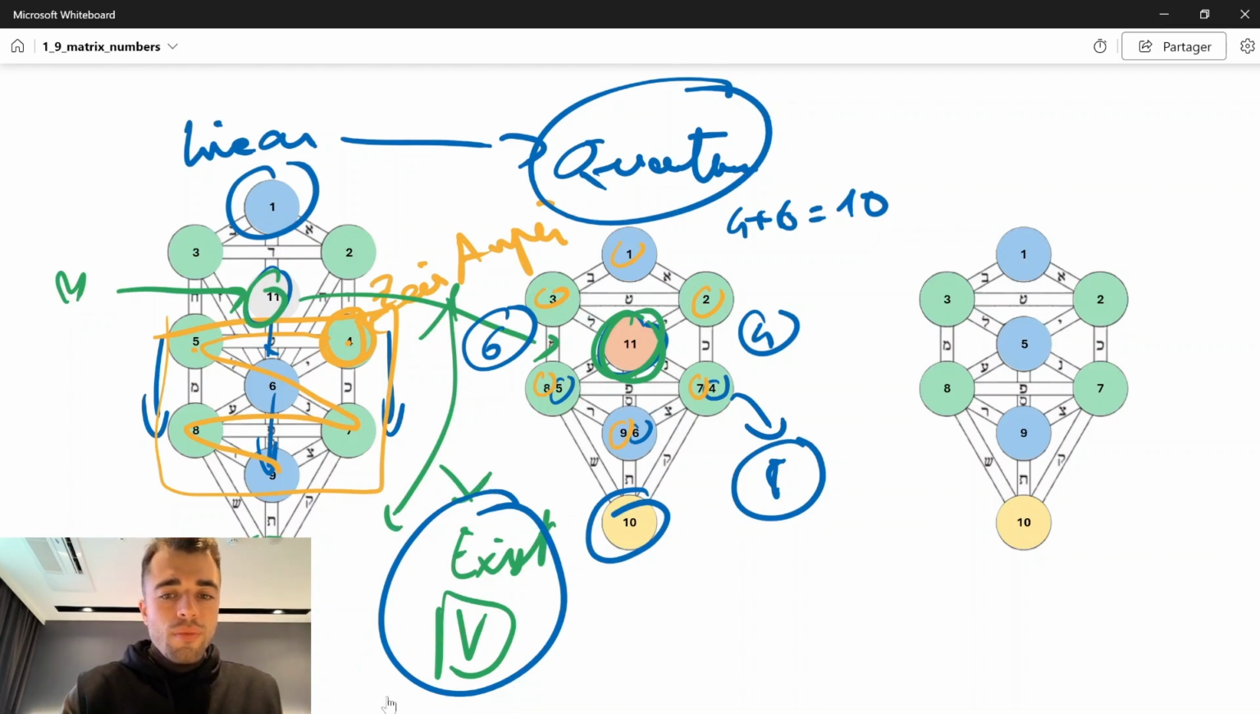So you put the 4 and 6 here, and it gives you 10. You have this 10 also, which is a fractal. This is a manifestation, and manifestation of what?